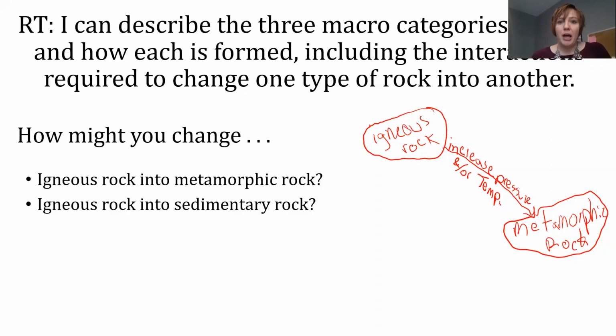And you do that by weathering and eroding the original rock, transporting it, depositing it, burying it. We'll go over all of those again when we talk about sedimentary rocks in just 1 second. But generally, those classic sedimentary processes are going to take you from igneous into sedimentary.